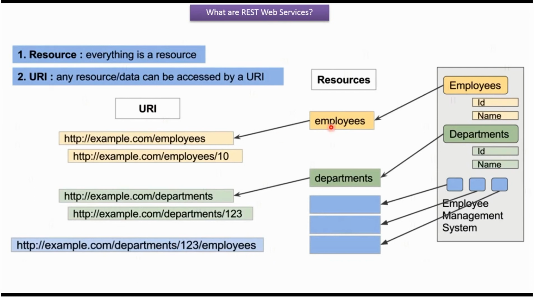Here you can see the examples of URI. Suppose I want to get all the employees, then I can use this URI. Suppose I want to get a particular employee's detail, then I can use this URI. This URI will give the information of the employee whose ID is 10. And suppose I want to get all the departments, then I can use this URI. Suppose I want to get the particular department detail, then I can use this URI. And suppose I want to get employees who belong to department 123, then I can use this URI.